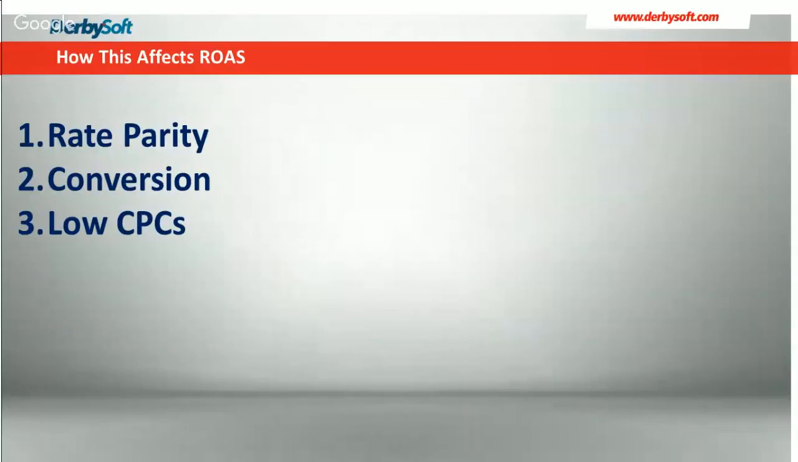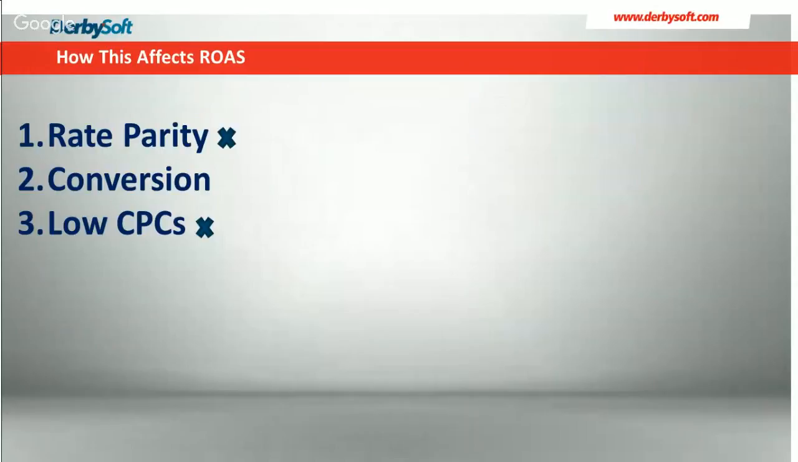Okay, so how does this impact our return on ad spend? Well, earlier in the presentation, we talked about the key factors for a successful Metasearch campaign. Number one on that list is rate parity. All right, check that off. We talked about how rate parity can get you that higher position and in turn also get you a lower cost per click. All right, check that one off. We left out conversions here. We'll come back to that in just a moment.